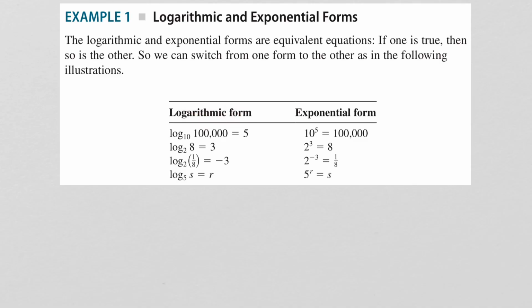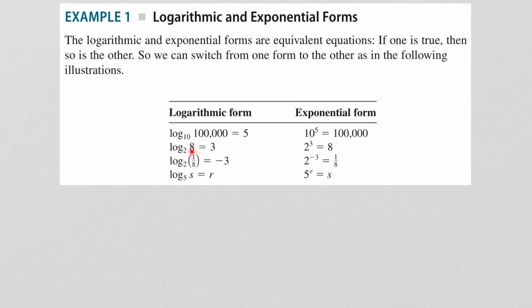So in logarithmic form, it is true that log base 10 of 100,000 is equal to 5. And this is because the power of 10 to get 100,000 is equal to 5. In other words, 10 to the 5th power is 100,000. And we know this because 10 to the 5th power means 10 times 10 times 10 times 10 times 10, right? 5 times.